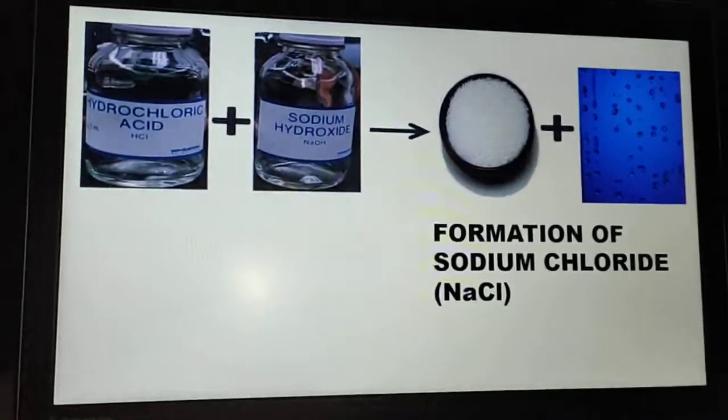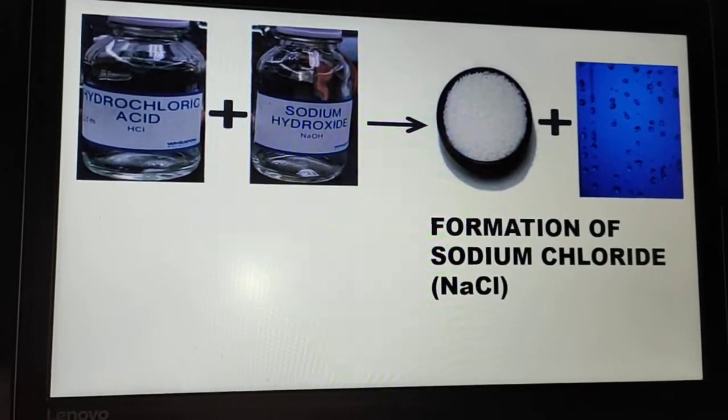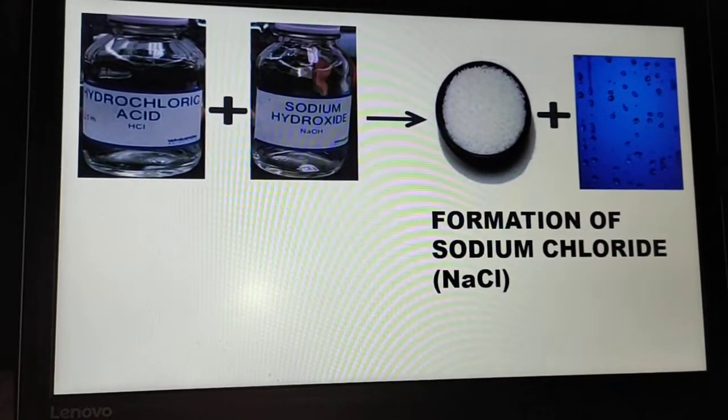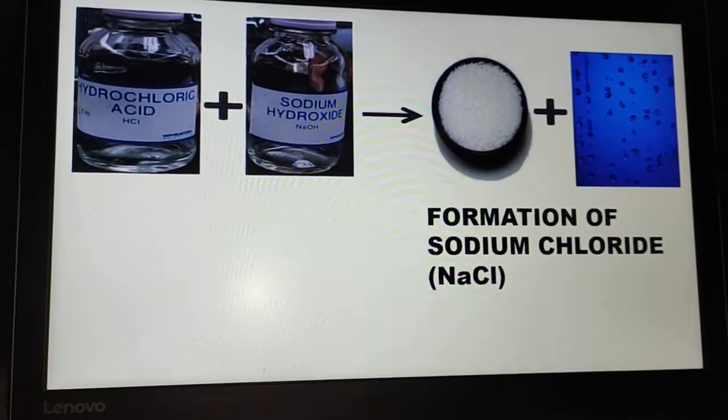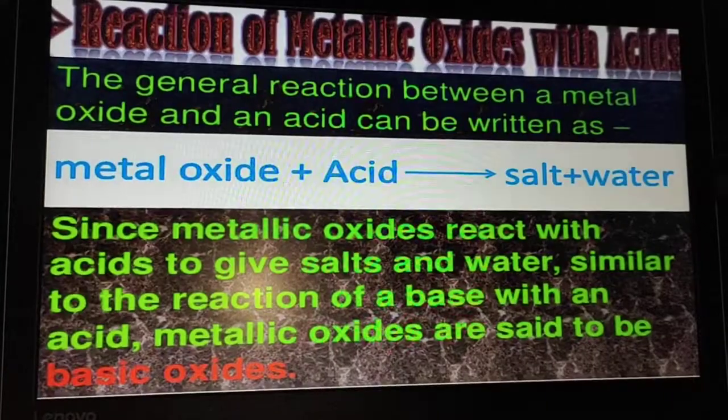So here are the bottles of hydrochloric acid, HCl, and sodium hydroxide. You get the salt, that is the formation of sodium chloride.